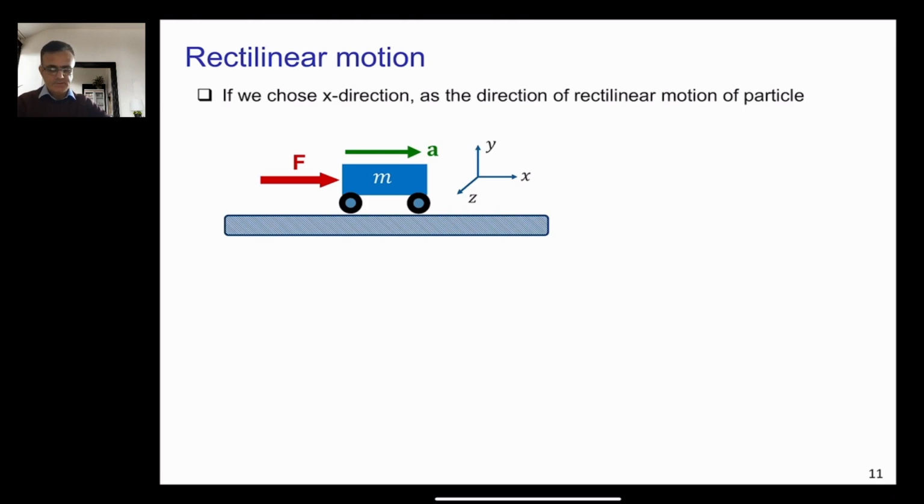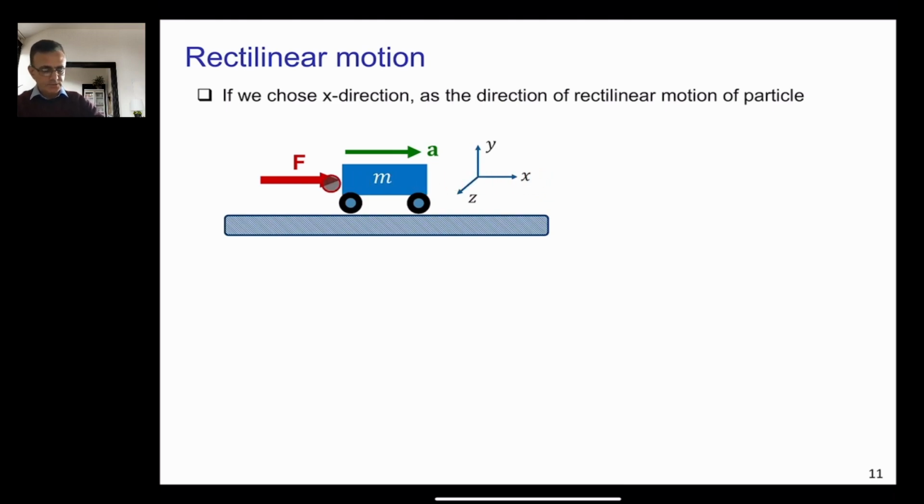Okay, so now if we choose x direction as the direction of rectilinear motion here, as you can see in this figure, if you have F applied on the mass, and A is the acceleration, and this is the coordinate system, so X, Y, and Z. In this case, the body is moving in the X direction only.